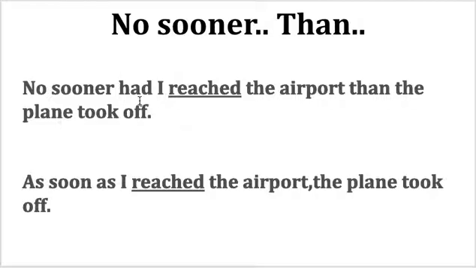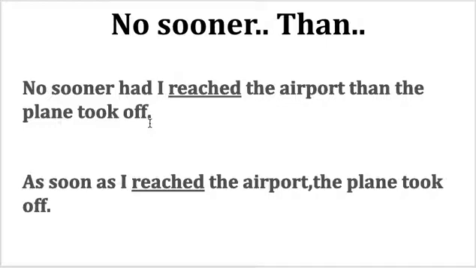With "had" we use the third form of the verb. So "reached" is the verb's third form. However, in the second part we use the second form of the verb, which means past tense. So: no sooner had I reached the airport than the plane took off. What does it mean? It means when you reached the airport, the plane flew away.